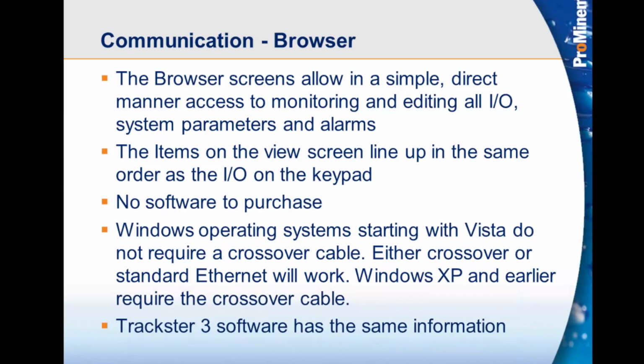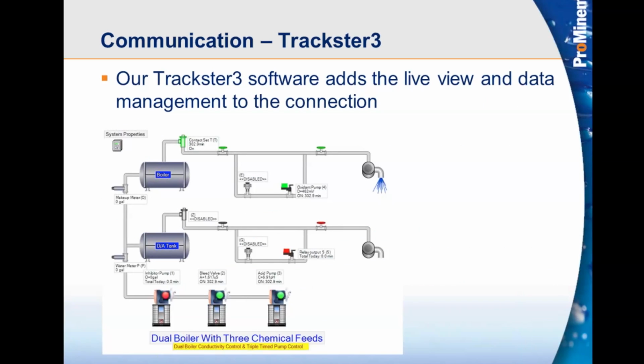Trackster 3 software has basically the same information as the browser, but it also allows you to download data so you can make graphs, and it has the live view section, which allows you to make a picture instead of a green screen. This is especially good for customers where they can have the actual boilers or cooling towers displayed on the screen. The pumps change color when they're on or off, and they can see the value of a sensor right as it appears on the screen. So that's what Trackster helps bring to the communication package.